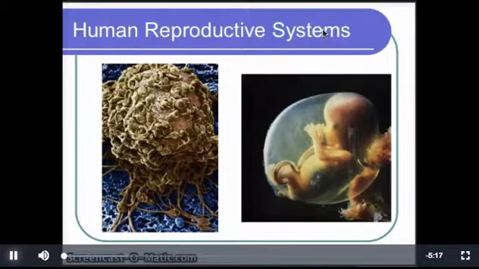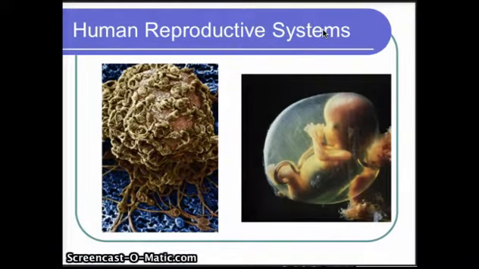Unit 6, page 2, Human Reproductive Systems. Do now. What is the difference between sexual and asexual reproduction? Pause the video here so that you can write a response. Press play when you're ready to check your answer.